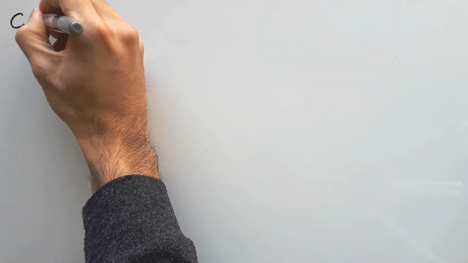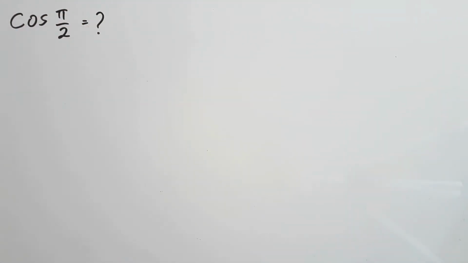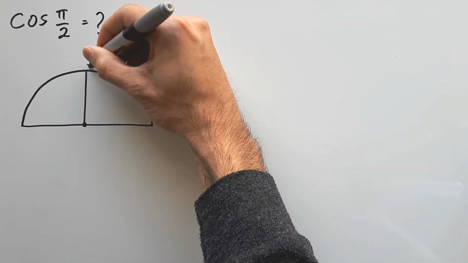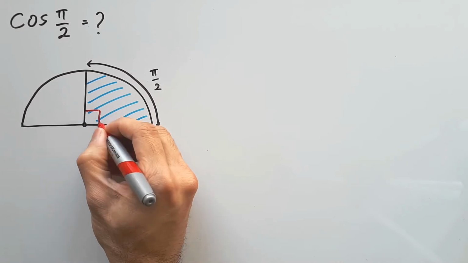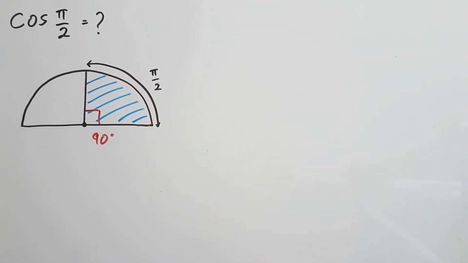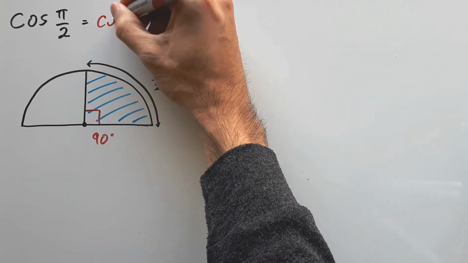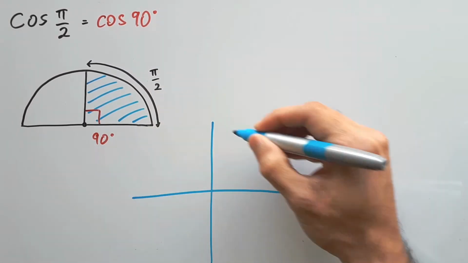Cos pi on 2 has a different denominator, so let's split our semicircle into 2 halves. Each one has a right angle, so it must be 90 degrees. You could say we're working out the problem for cos of 90. So we're dealing with a quadrantal angle.